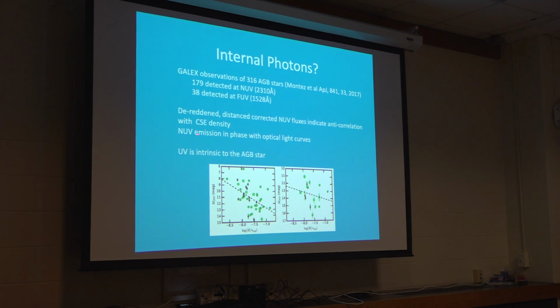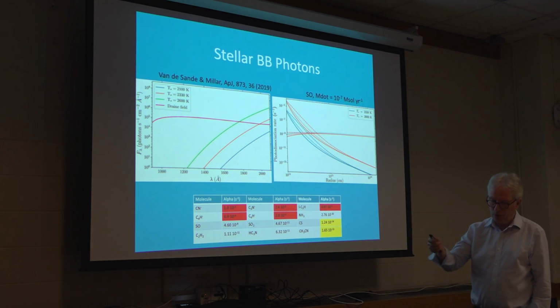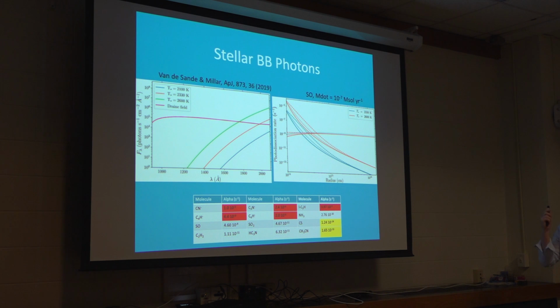He also showed that in some cases the NUV emission was in phase with the optical light curve. So he concluded that some of these objects do have ultraviolet radiation that you can detect from them, and that this UV radiation is intrinsic to the AGB star. It goes in phase with the pulsation, so it's intrinsic to the star. That was a very interesting observation, and it got us to think about what would happen if instead of interstellar photons coming in, you also had photons generated either from the star or perhaps from a companion to the star. I'll talk about that in a minute.